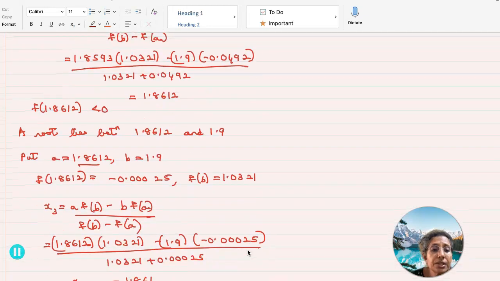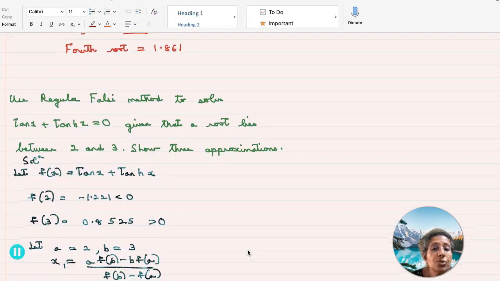Okay, the next question and the final question will be, use Regula Falsi method to solve tan x plus tanh x equal to 0, given that a root lies between 2 and 3. Show 3 approximations. So here you are given that the root lies between 2 and 3. So let f(x) be tan x plus tanh x. So f of 2 is minus 1.221, which is less than 0.